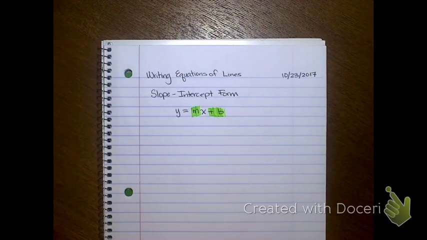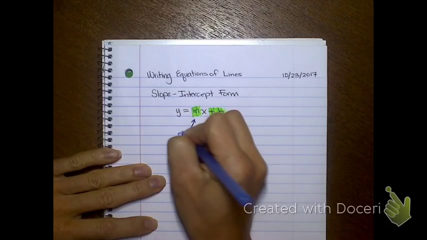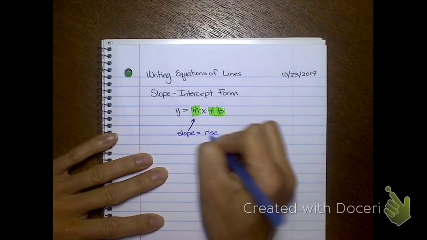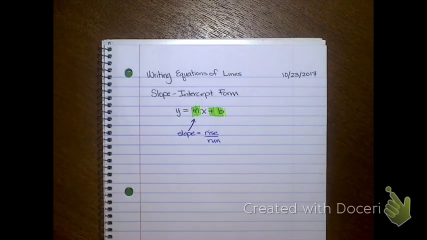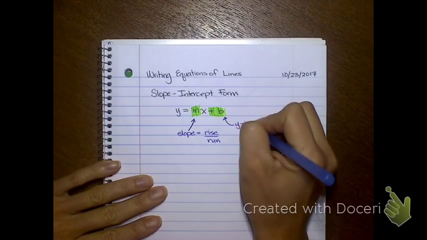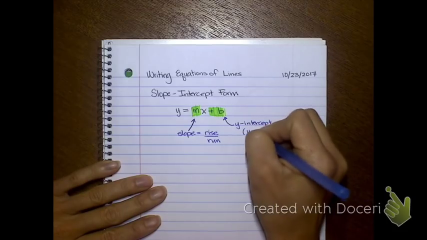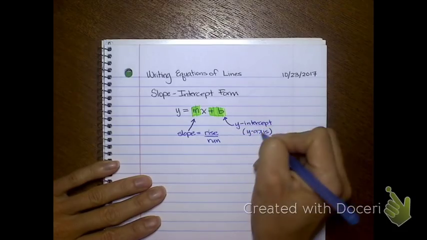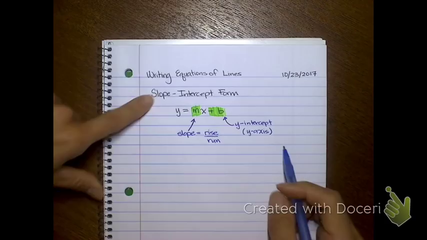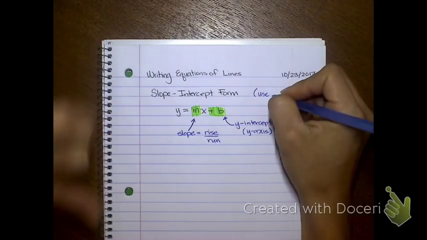Okay? So, hopefully you guys remember that the m stands for the slope of the line, okay, which is really the rise over the run. Okay? And the b stands for the y-intercept, which is the point where the line crosses the y-axis. So we're looking at the y-axis for the y-intercept. Okay? Now, we're going to use this format. We have what you guys would call a diagonal line.